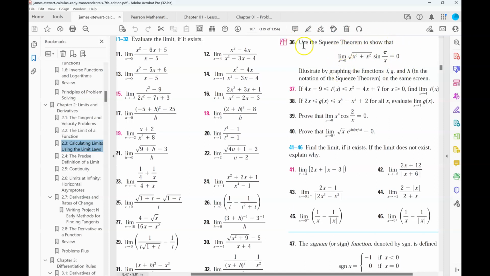No, 36 is a separate problem. Although after the example we've done, it would not be hard to do 36, right? What's the lower bound going to be? Negative 1 times the square root of x cubed plus x squared. What's the upper bound going to be? 1 times the square root of x cubed plus x squared. And then you do the limit of each and you're done. And it's easy.